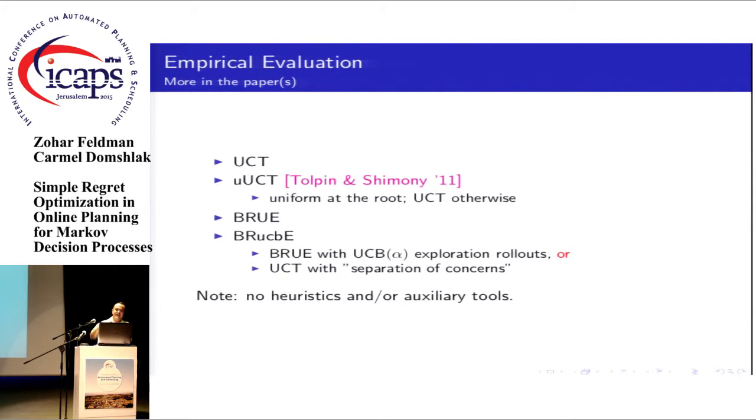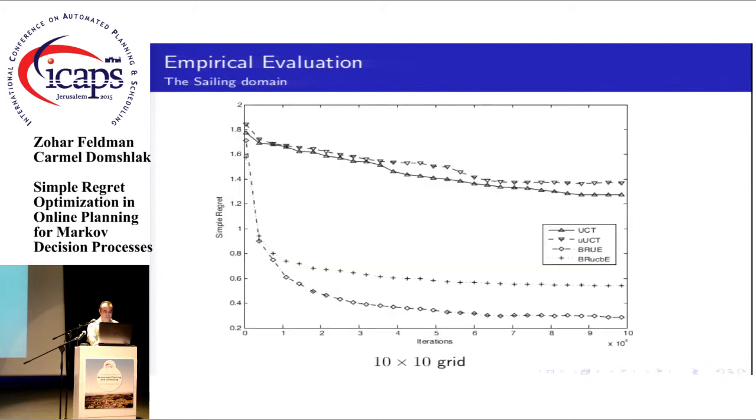just to examine to what extent these separate rollouts and uniformity are important, we basically generated a variant of the algorithm that samples not uniformly but according to UCT. But again, the updates are made by separate estimation rollouts as in BRU. Again, no heuristic is used and no other auxiliary tools that are popular in different communities, such as rapid action value estimation, etc.